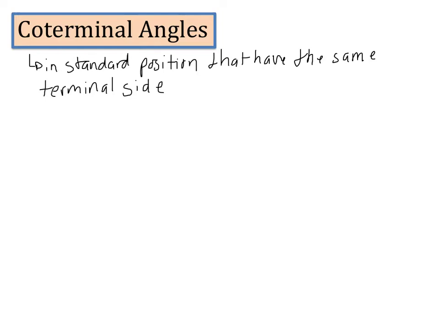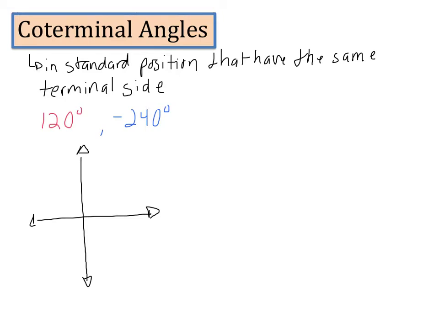So for example, let's look at the measures of 120 degrees and negative 240 degrees. Okay, let's draw these. If we draw 120, we have 90, and we need 30 more to get to 120. So this is 120 degrees. Now let's look at negative 240. So we start in standard position. We go 90, 180. How do I get to 240 from 180? I have to keep going 60. And if I do that, I see that it lands right where the other angle landed.